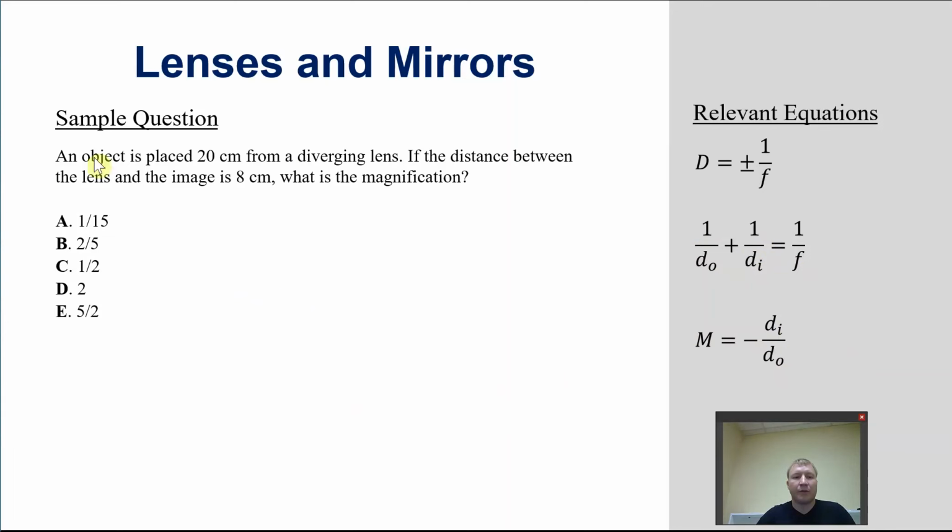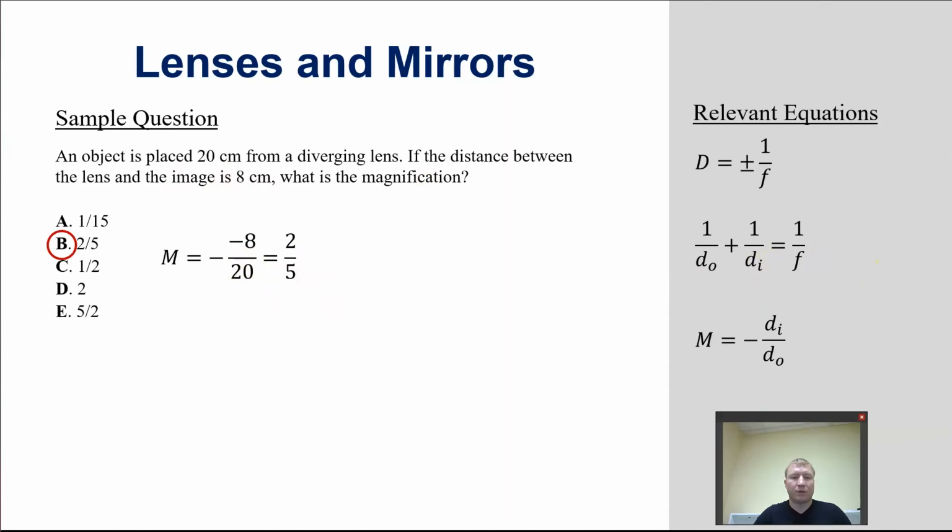So if we read the question now, it says an object is placed 20 centimeters from a divergent lens. If the distance between the lens and the image is 8 centimeters, what is the magnification? Well, you're basically given the distance of the image and the distance of the object, so you apply it directly and you should get 2/5. The reason I used -8 here is because we're given that this is a divergent lens, and for a divergent lens, you should know that the image will be virtual. So that's why we treat di as -8. And so that gives you option B here.